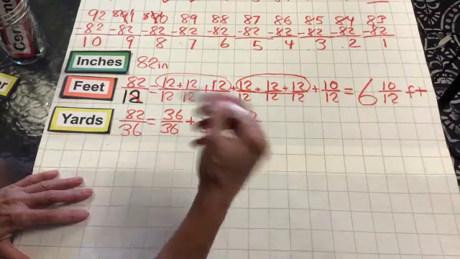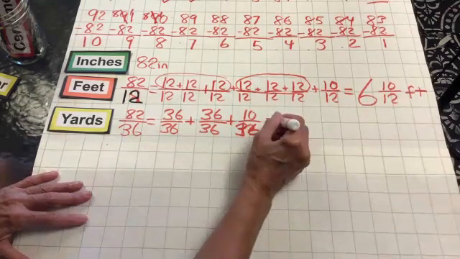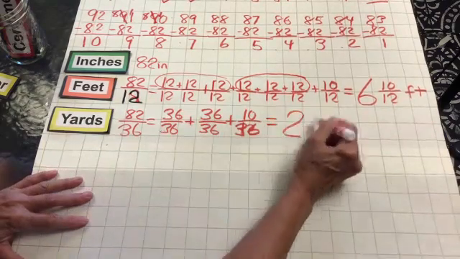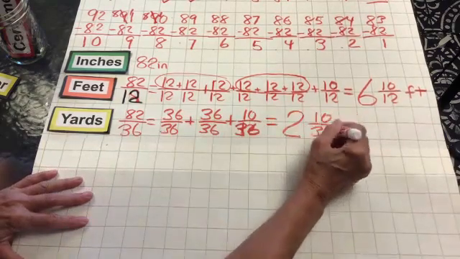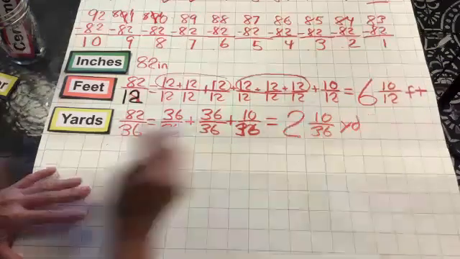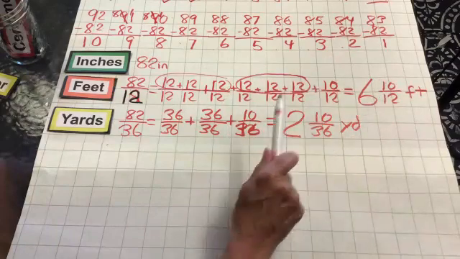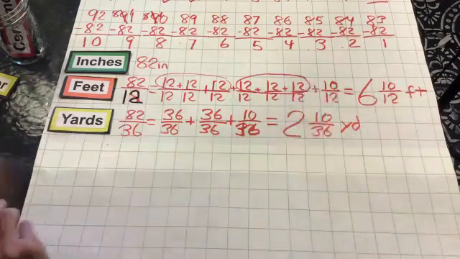And then the bottom number, whoops, the bottom number is always 36. Remember, don't erase, just budget. And now here we go. That would be 2 and 10/36 of a yard. 82 inches is the same as 6 feet, 10 inches, which is the same as 2 yards and 10 inches.